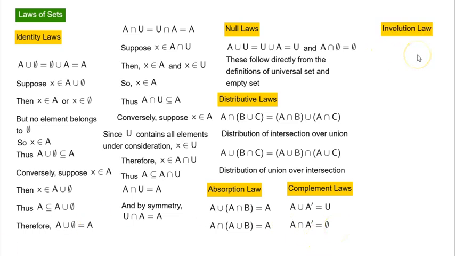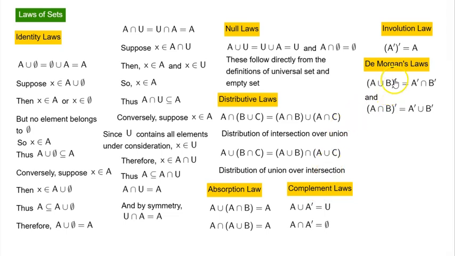Then we have the involution law. A prime of prime is equal to A. So if you take the complement twice, you get back the original set. Then we have De Morgan's laws. (A union B) prime, that means all those elements which are not there in A union B, is equal to all those elements which are not in A intersection all those elements which are not in B. And (A intersection B) prime is equal to A prime union B prime.